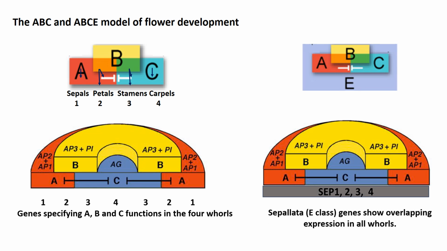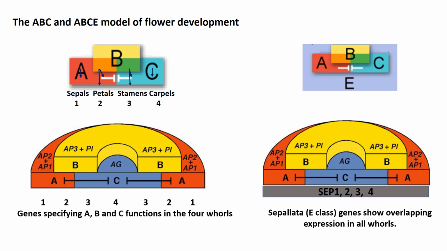Later, the SEPALLATA genes were discovered, which are expressed in all four whorls. These genes do not provide any organ identity specification on their own, but are important for the expression of organ identity imparted by the A, B, and C class genes. The SEPALLATA genes are called the E class genes.